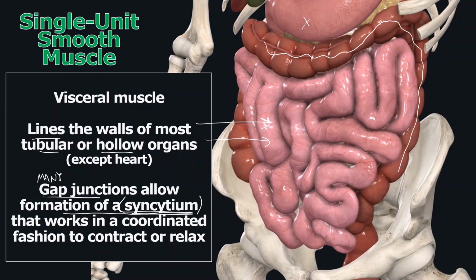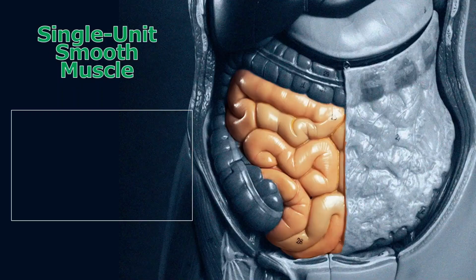So we will get this system where we have a lot of electrical connections, and when one fires, it kind of tells everybody else around them to fire, almost like the way that a flock of birds coordinates through the sky. So they have many gap junctions that form these functional syncytia that work in some sort of coordinated manner to contract or relax the tissue. This is single unit smooth muscle.